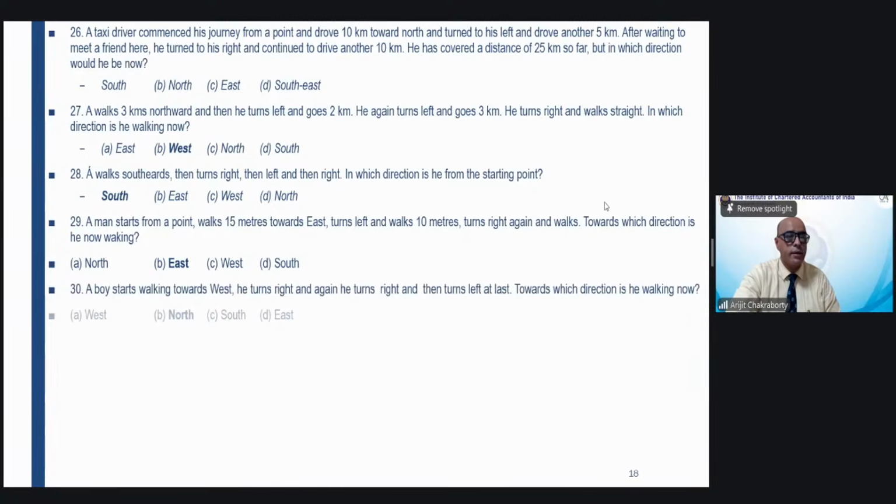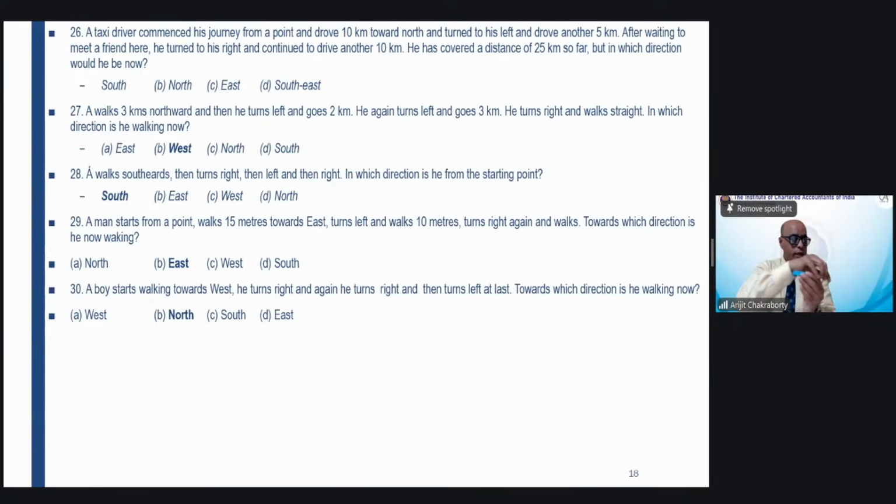29, you can try. Question number 30. A boy starts walking towards the western side. He turns right. West and turning right, that means now he is going north. And again he turns right. North and then right means he is moving towards the east.